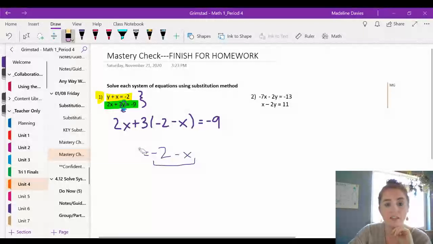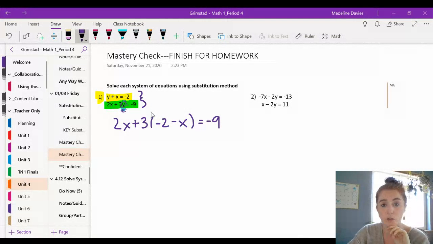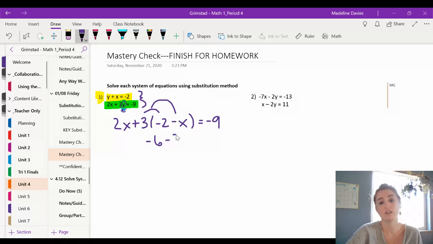Now that we have that in there, I'm just going to erase this so we have some space. Now I'm just doing algebra. I'm just solving it. Order of operations tells us that we do multiplication first. So I need to do 3 times -2 and 3 times -x. 3 times -2 is -6. 3 times -x is -3x. I got rid of all of this, which means I just need to drop down my other part. So I have 2x, and I have equals -9.